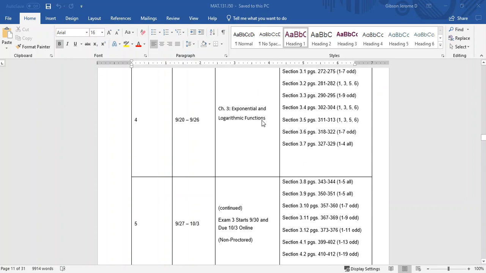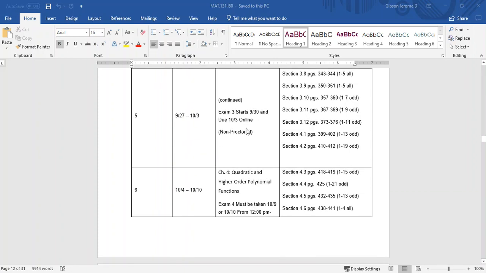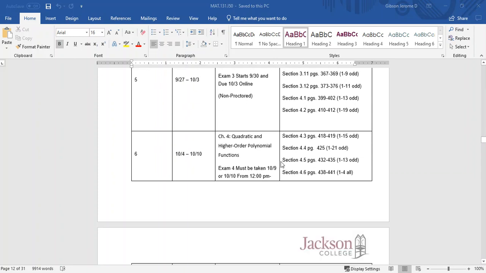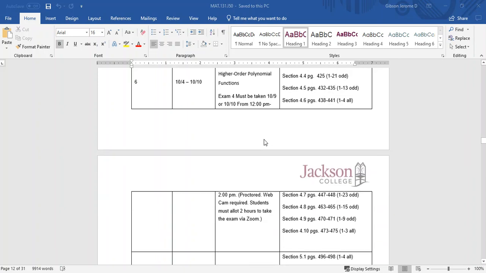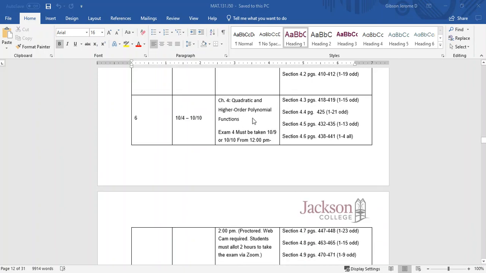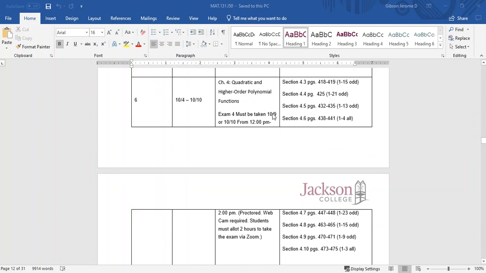Your first proctored exam actually isn't until the 6th week, which would be here. It'll be exam 4. And I put down that it must be taken either October 9th or October 10th. And I put down a 2-hour window from noon to 2. So what I am dependent on you all to do is to email me and let me know if that time does not work with you. And then I could maybe do an adjustment.